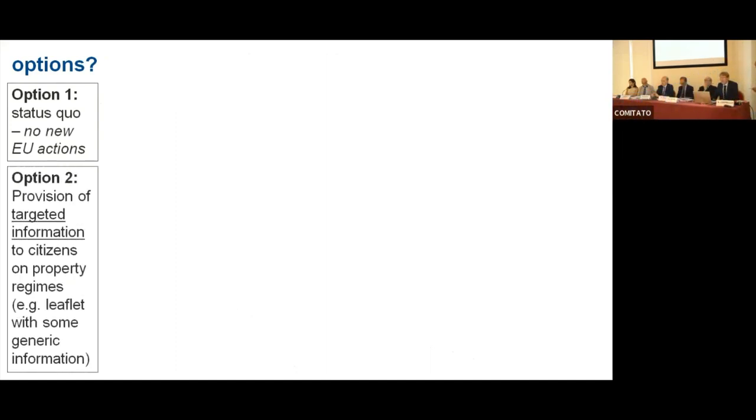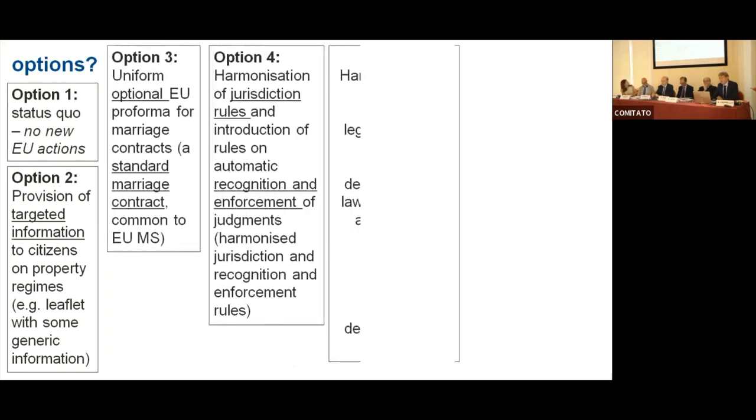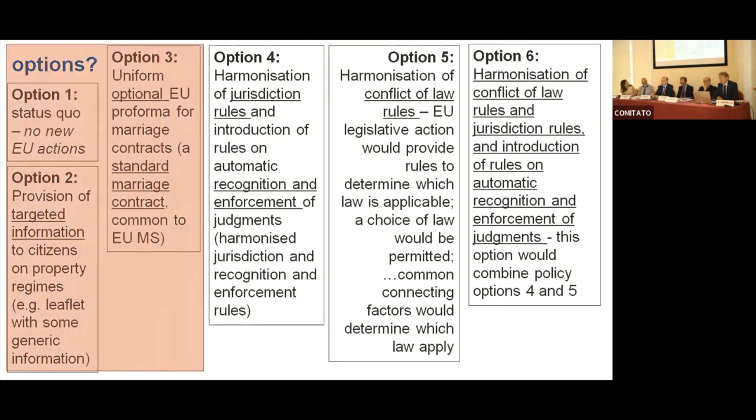Before we saw the objectives, now the options. How can we reach these objectives? We have mainly 6 options. According to me, we can cluster these options in 3 clusters. The first 3 options are basically status quo and proposing something without changing the internal law. Status quo is, let's say, a pro forma option.